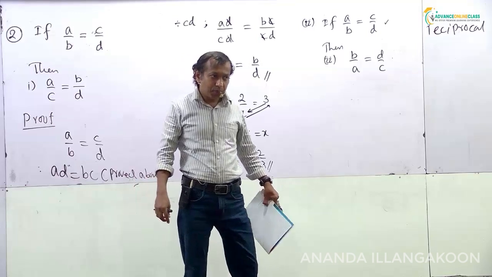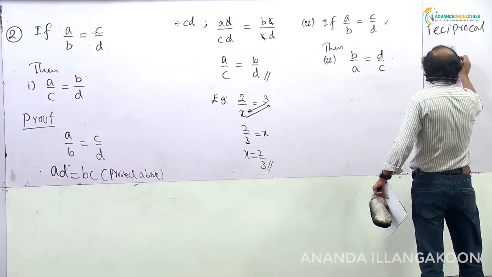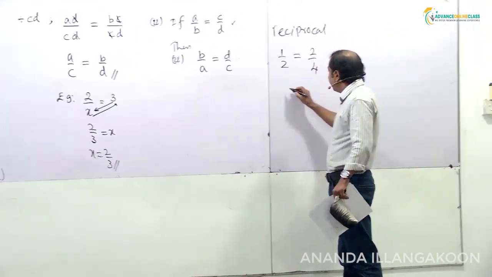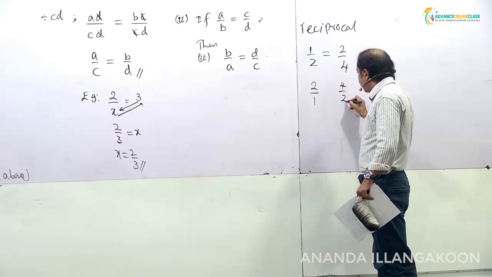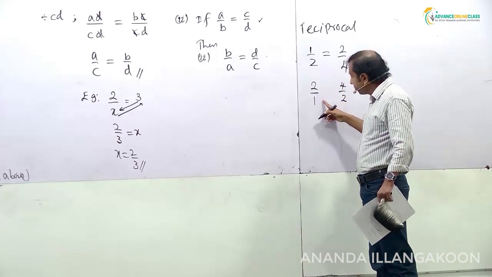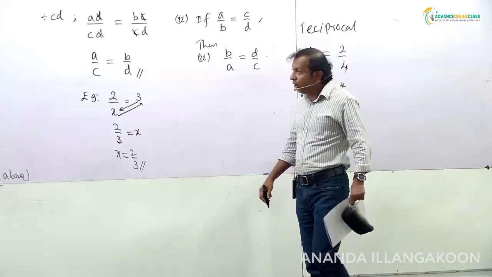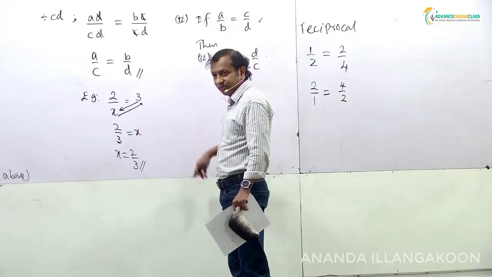Let's see whether this is true. We'll take here half. Tell me an equal fraction to this half. Yes, 2 upon 4. Left hand side, we take the reciprocal, 2 by 1. Right hand side, 4 by 2. 2 by 1 is 2, 4 by 2 is also 2, still they are equal. Understand?